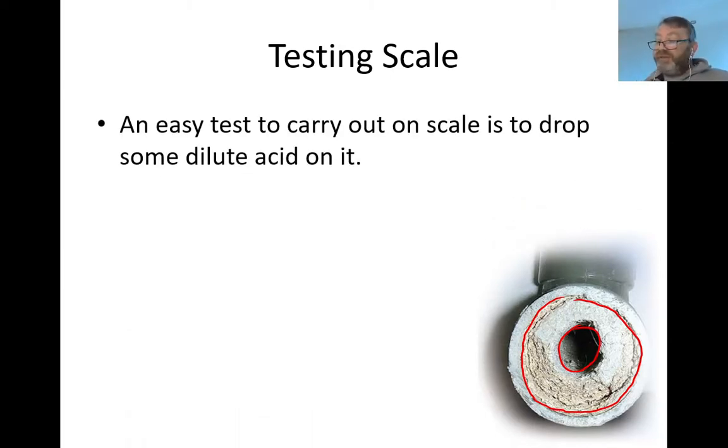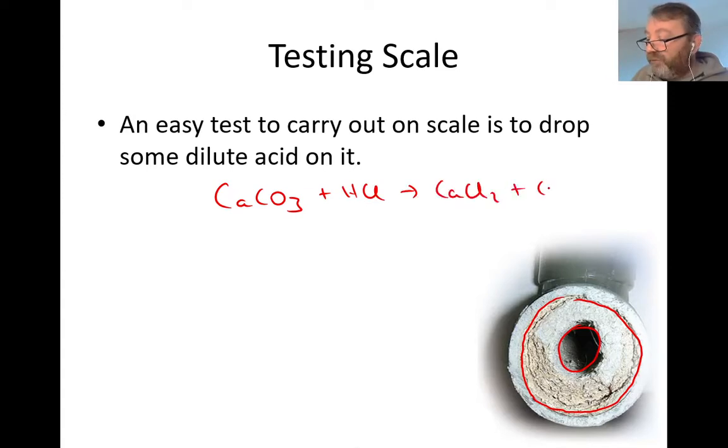An easy test to carry out on scale is to simply drop some dilute acid on it. Now, if this is scale CaCO3, if you drop any type of acid onto it, say HCl, what will happen is you'll get CaCl2 and you'll get CO2 and H2O.